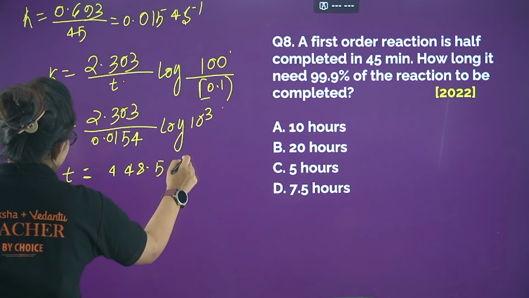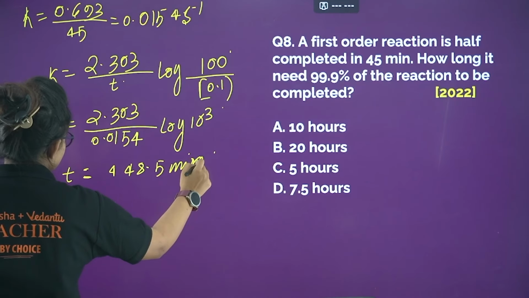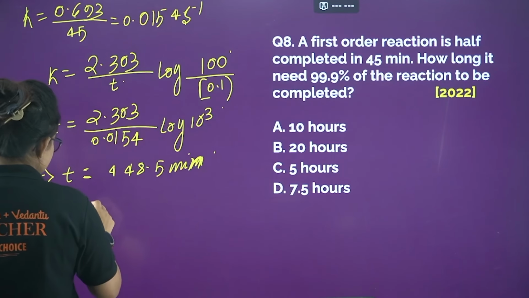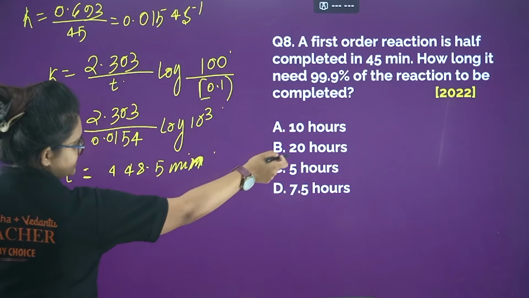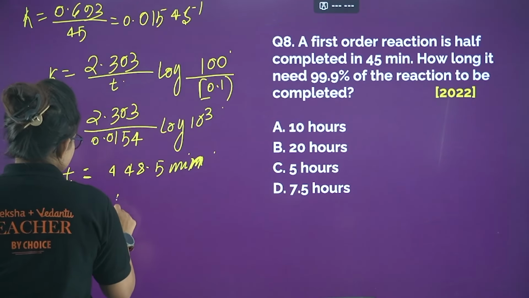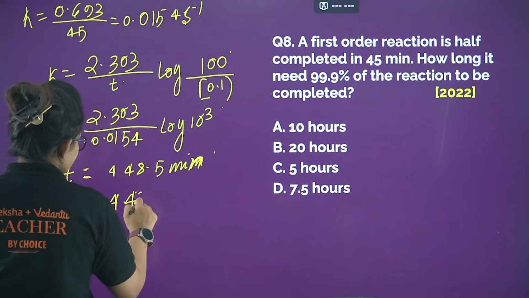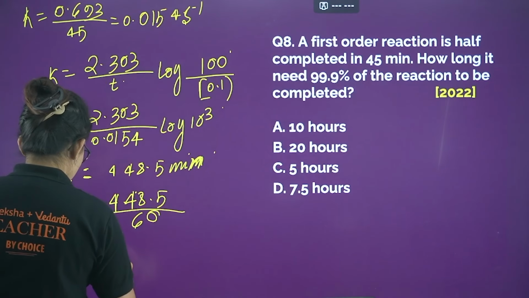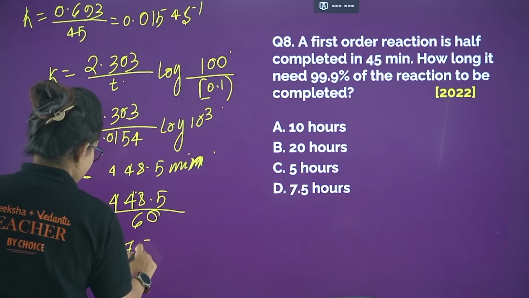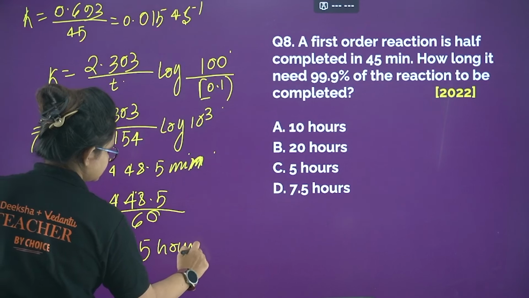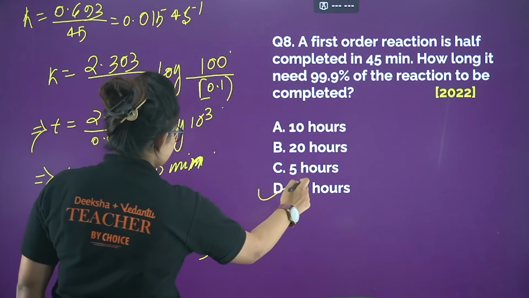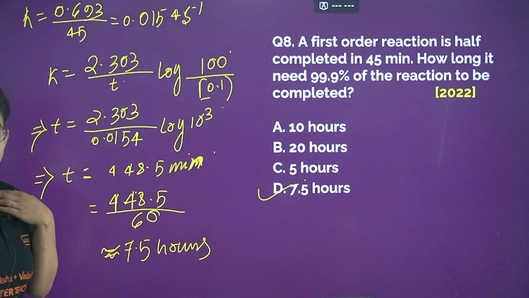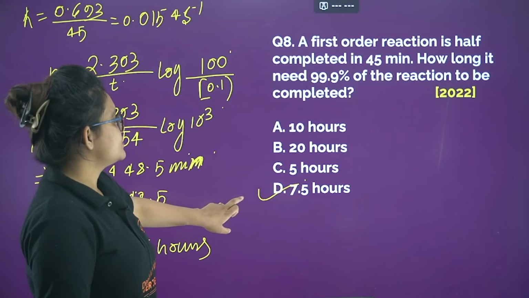448.5 minutes. If you convert it to hour, because you can see all the options are given in hour, 448.5 divided by 60, you will get almost equal to 7.5 hours. So option D is going to be the correct one. I guess you understood. Let's proceed for the next one.